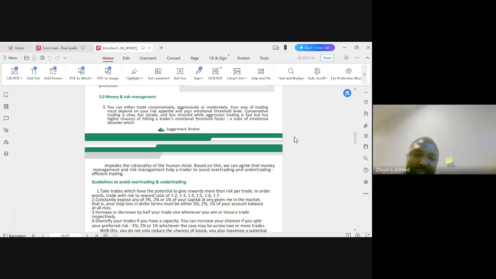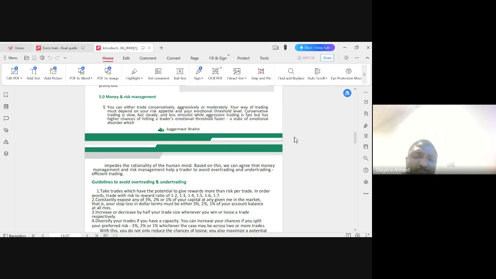The most important thing is consistency and discipline. You understand? So that's that. Conservative trading is slow but steady and less stressful, while aggressive trading is fast but has higher chances of hitting a trader's emotional threshold faster. Emotional threshold is a state of emotional disorder which impedes the rationality of the human mind.